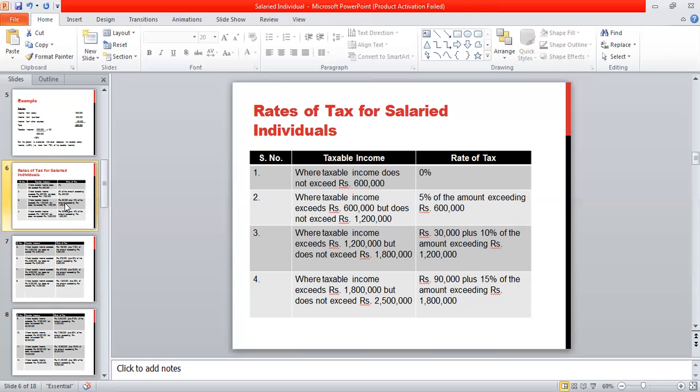Rate number 4, where taxable income exceeds rupees 18 lakh but does not exceed rupees 25 lakh. Here, the rate of tax is rupees 90,000, which is compulsory with 18 lakh, plus 15% of the amount exceeding rupees 18 lakh. Then here, when there is an increase in taxable income more than 18 lakh but does not exceed rupees 25 lakh, we calculate 15% on that amount.